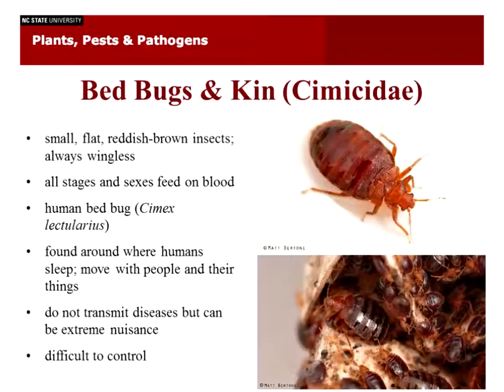Now, all stages and sexes feed on blood. Now, the human bedbug, at least our temperate human bedbug, Cimex lectularius, is the most commonly found one and the one that can survive off of us and reproduce in our homes. Now, it's found around where humans sleep, and they move with people and their things. So if you go to a place that's infested with them, there's a good chance that you may bring one or two back. If you have a female that has eggs, they can build up a population in your home, and it doesn't matter how clean the home is, how messy. They're kind of equal opportunity parasites.